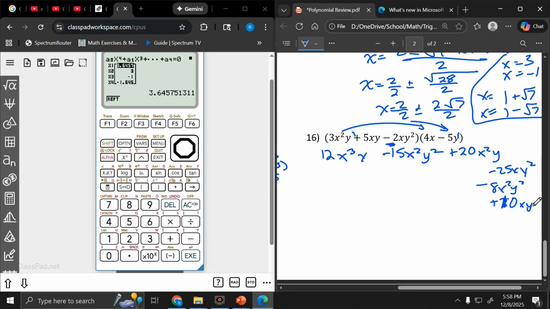xy cubed. Now I look for like terms. I see this term and this term. So I have 12x cubed y. These are like terms right here. So minus 23x squared y squared. I don't see another x squared y, so I'll just copy that down. I don't see an xy squared, so I'll copy that down. And I don't see another xy cubed, so I'll just copy that down.